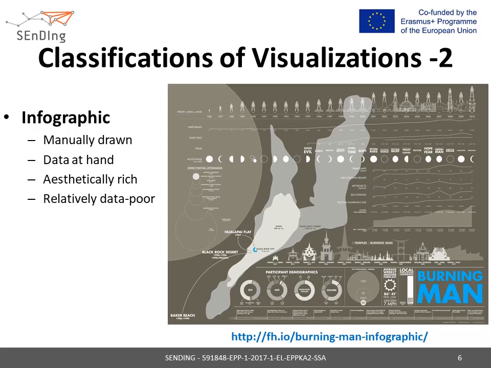Another consequence of their manual origins is they tend to be limited in the amount of data they can convey, simply due to the practical limitations of manipulating many data points. Similarly, it is difficult to change or update the data in an infographic, as any changes must be implemented manually.